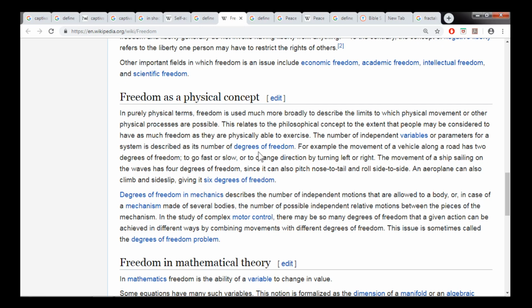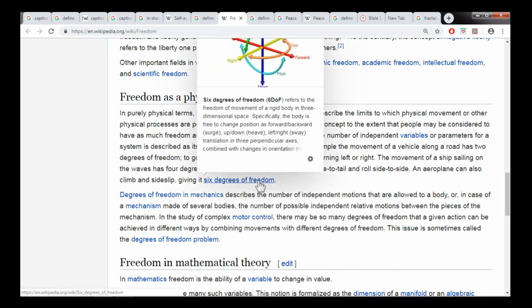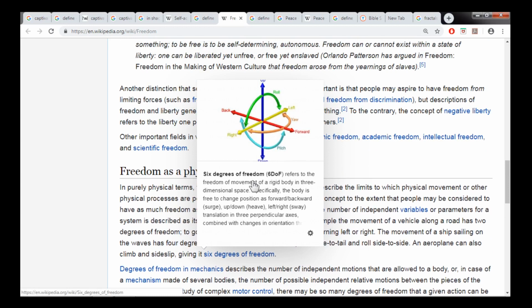See, degrees of freedom, they couldn't wait. White to the 33rd degree and all this bash. 6 degrees of freedom. Oh. Giving it 6 degrees. They couldn't wait. Oh. See, roll, yaw, pitch. 6 degrees of freedom refers to the freedom of movement of a rigid body in three-dimensional space. Specifically, the body is free to change position as forward, backward, surge, up, down, heave, left, right, sway, translation in three perpendicular axes combined with changes in orientation.